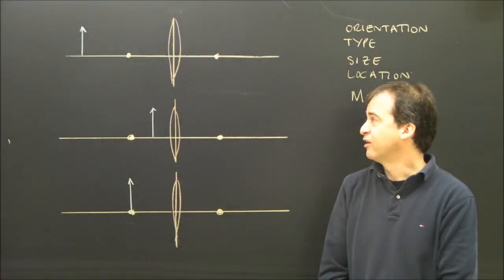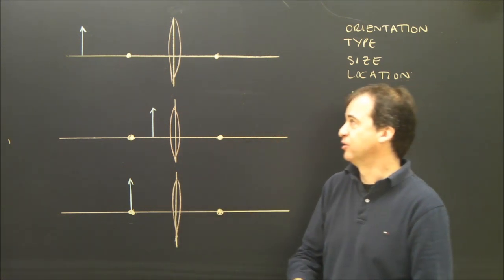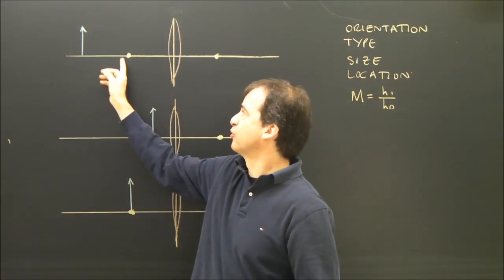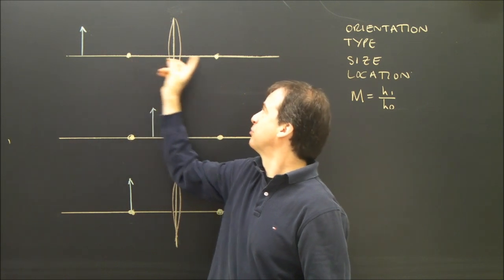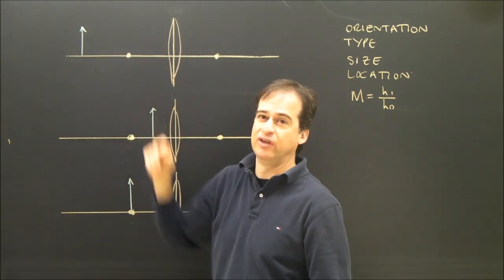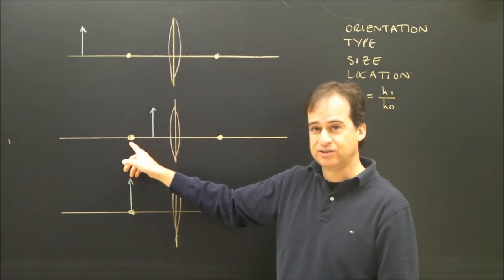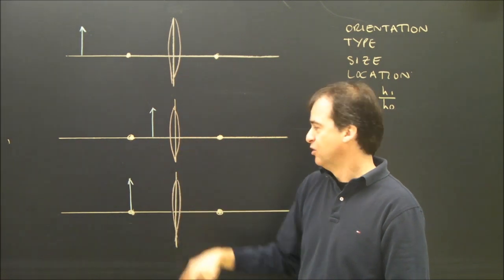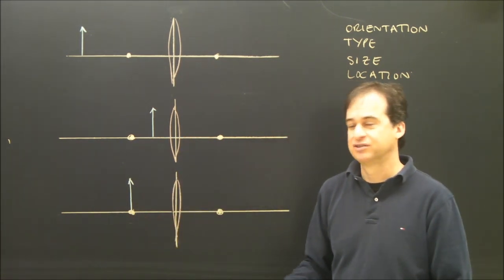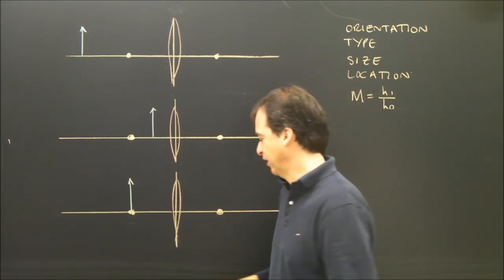When it comes to ray diagrams for convex lenses, there are really three possibilities. The object is further than the focal length. This is the primary focus, this is the secondary focus, and this object is further than the focus. The object could be between the secondary focus and the lens, or the object could be right at the focus, or the secondary focus. So let's draw all three and see what we get.